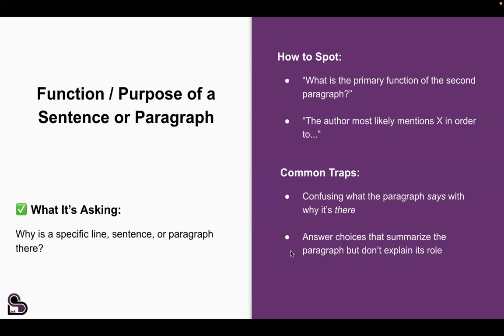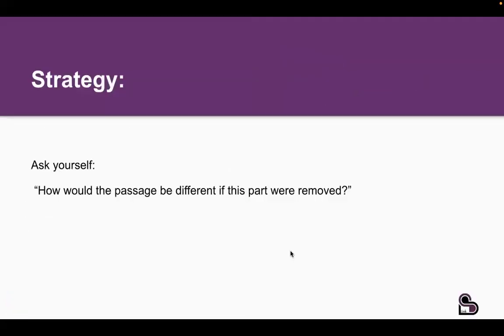For function or purpose of a sentence or paragraph, what it's asking: why is a specific line, sentence, or paragraph there? How to spot it? What is the primary function of the second paragraph? The author most likely mentions X in order to. Common traps that we find are confusing what the paragraph says with why it's there, and answer choices that summarize the paragraph but don't explain its role. Strategy: ask yourself, how would the passage be different if this part were removed?